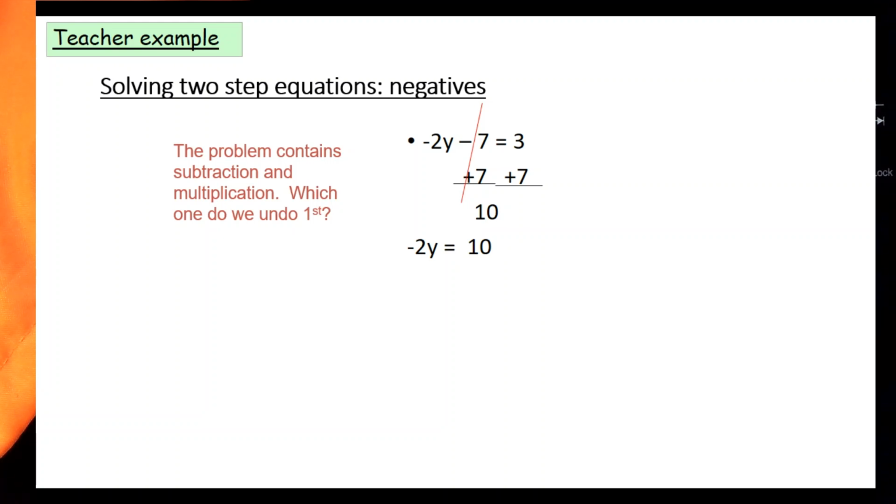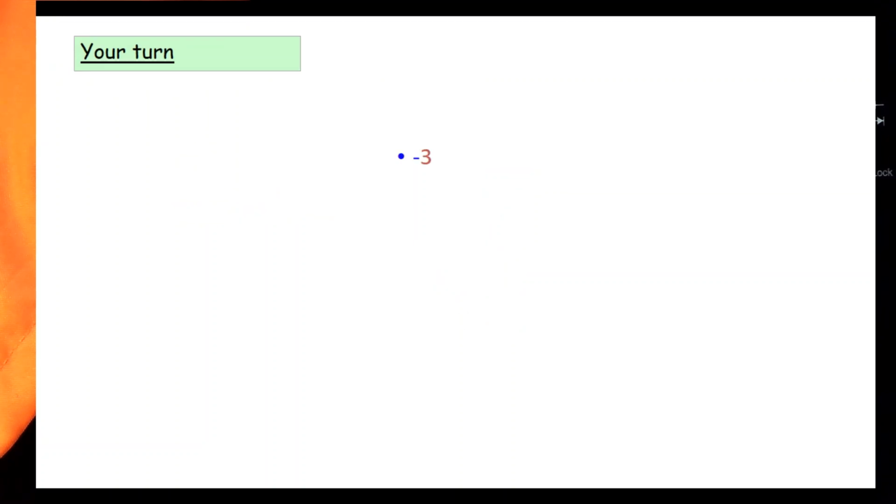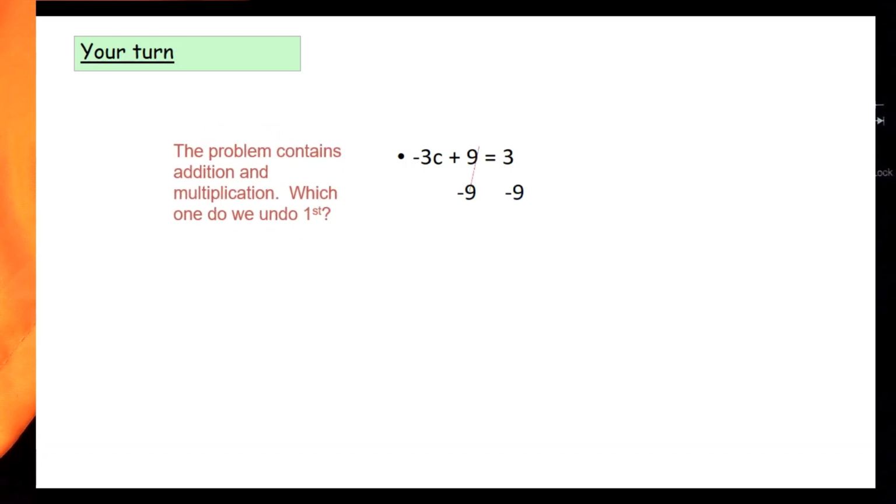So now minus 2y means minus 2 multiplied by y. The inverse of minus 2 multiplied by y is dividing by minus 2. So we have to divide both sides by minus 2 to get that y on its own. So now the answer that you should get is y equals minus 5. So now guys, can you pause the video and have a go at this question? Okay, the answer that you should have got is c equals 2.